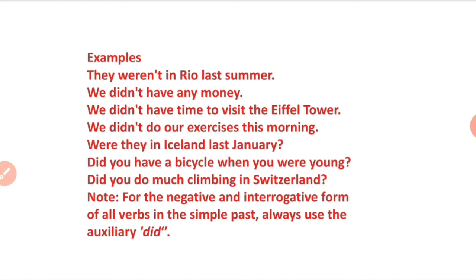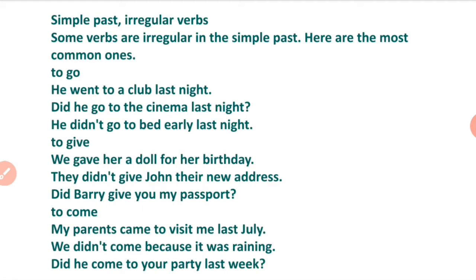For the negative and interrogative form of all verbs in the simple past always use the auxiliary did. Here students, it's very compulsory to use the auxiliary did. Yes, it's very simple and sure, because we should know that we have to use did as a helping verb in negative and interrogative sentences.